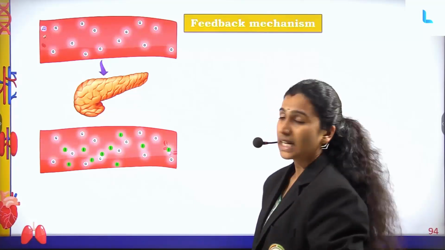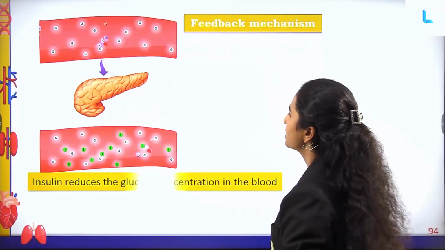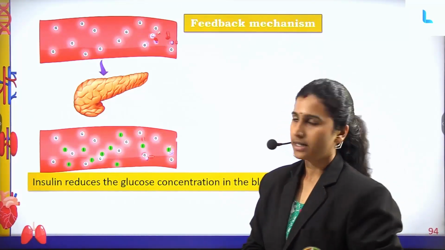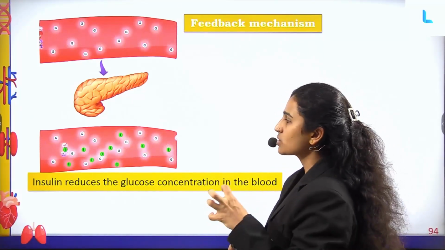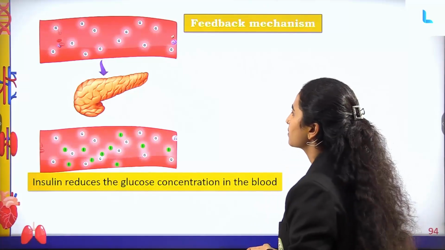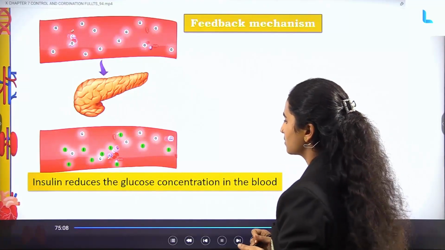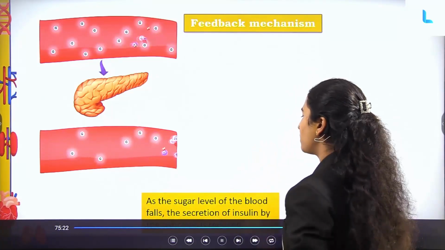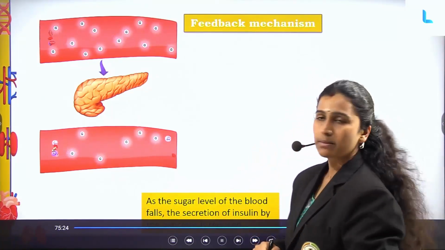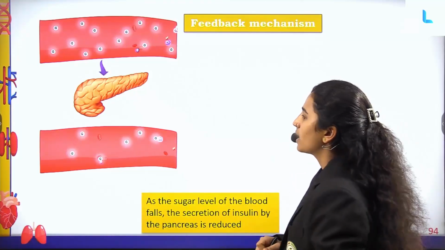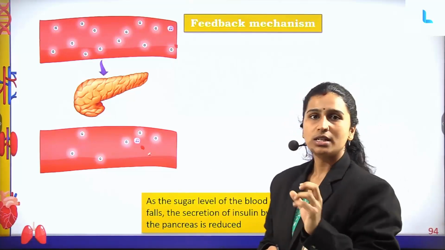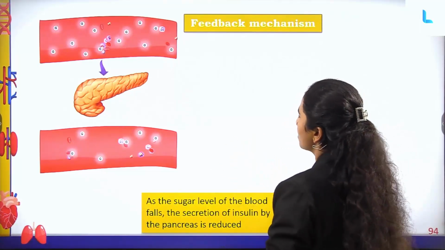Here this is how they act upon the glucose molecules. Insulin reduces the glucose concentration in the blood, so insulin reduces the blood sugar. Now as the sugar level of the blood falls, the secretion of insulin by the pancreas will also get reduced. Once the sugar levels in the blood drop, the insulin levels from the pancreas will also get reduced.